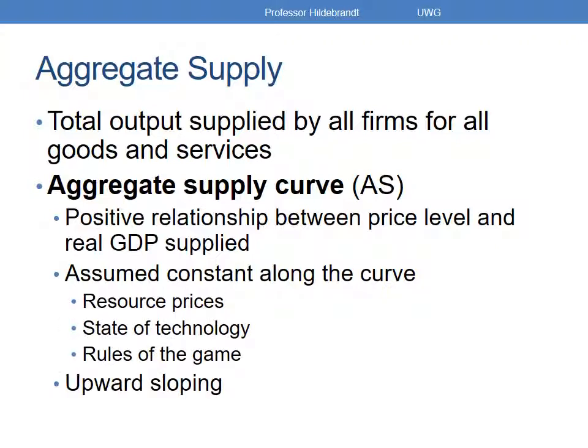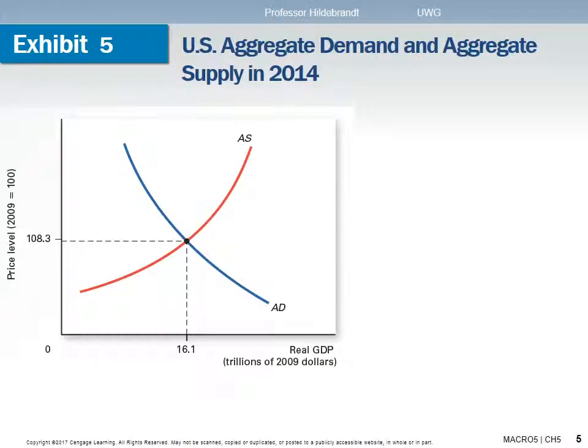We do assume that a few things are constant along the curve: the resource prices that firms face, their states of technology, and the rules of the game. And again, I already mentioned it's upward sloping. So once we put the two together, this is a picture of our macroeconomy. This was an example from 2014.